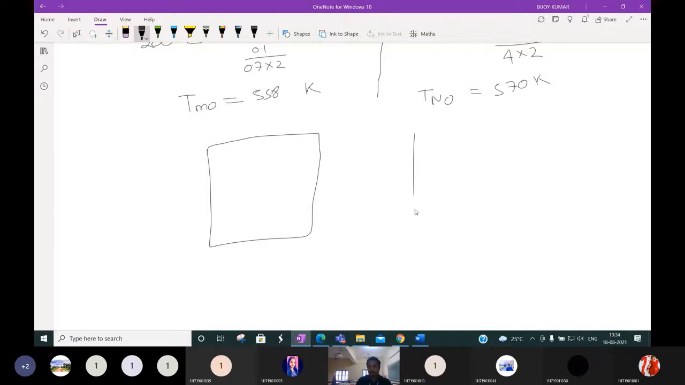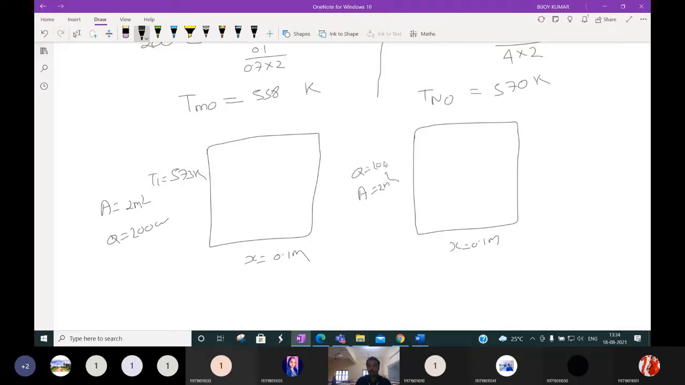Suppose two walls are there. Here it is 573 Kelvin. Area is equal to 2 meters square, and X is equal to 0.1 meter. Here also X is equal to 0.1 meter, and area is equal to 2 meters square. Q is equal to 200 watt, here also Q is equal to 200 watt. Ti is equal to 573 Kelvin. These are the same for both the walls.